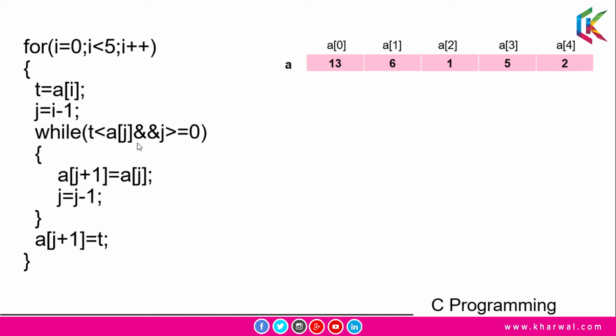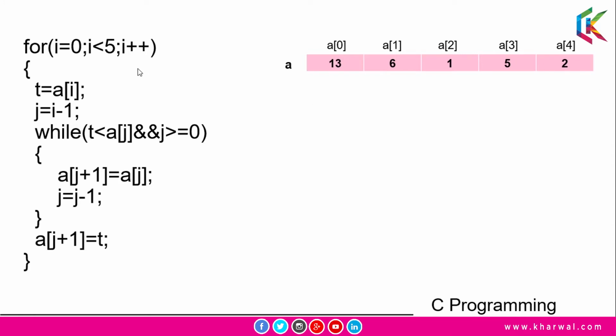Now in the while loop, t less than A[j], logical AND j greater than or equal to 0. The value of j is minus 1, so there is no element at index minus 1, and minus 1 greater than or equal to 0 is also false. So these two statements will not be executed. Now in the last statement, A[j + 1], the value of j is minus 1, so minus 1 plus 1 is 0. The value of t, that is 13, will be assigned to A[0]. So the array will be the same as before.